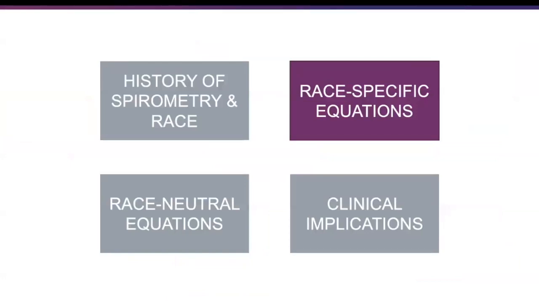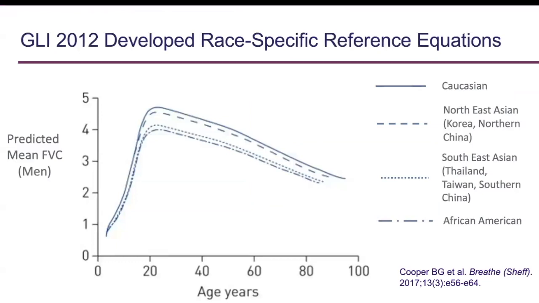Now let's examine race-specific reference equations in more detail. The equations that are currently most commonly used were developed by the Global Lung Function Initiative in 2012. These reference equations were based on a heterogeneous group of people who were not known to have respiratory disease and did not smoke. Their analysis resulted in equations being developed for 4 populations: Caucasian, Northeast Asian, Southeast Asian, and African American. These curves demonstrate the population-specific regression analyses for FVC by age for men for each of these 4 groups. The mean fitted FVC is shown.